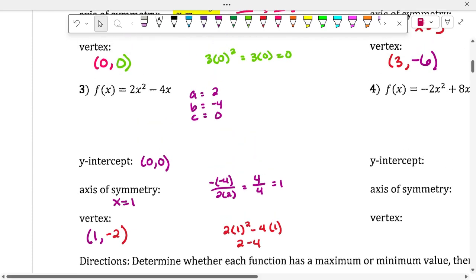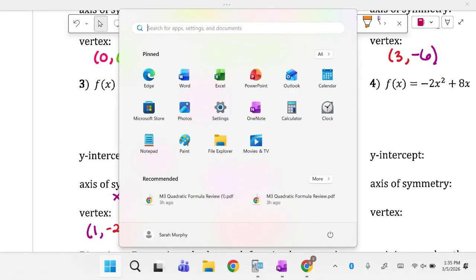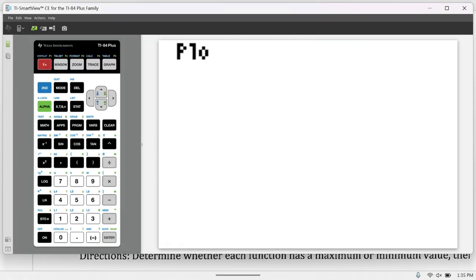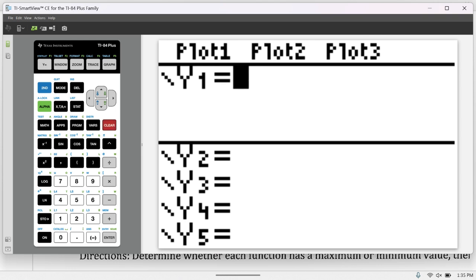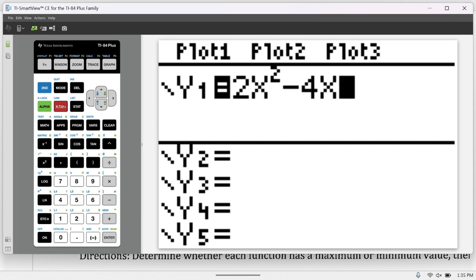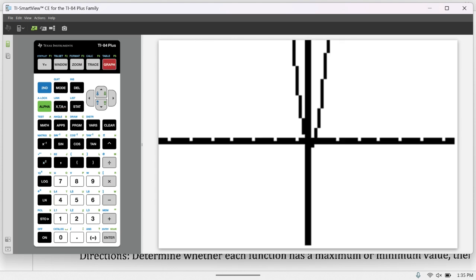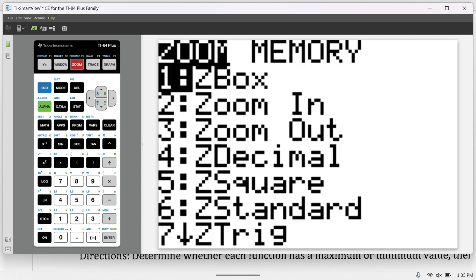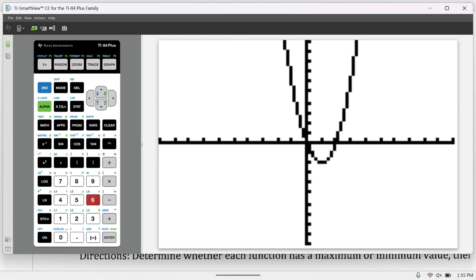All right. If I wanted to check my vertex and y-intercept, go back to my TI. I'm going to go back to y equals, clear the function that I have in there, and type it in. Guys, you don't have to do this if you don't want to, but just watch what I'm doing. So 2x squared minus 4x. I'm going to hit graph. Now, because my zoom was still inactive, like I zoomed out, if I want to zoom back to where it was originally, I'm going to hit the zoom key. And then where it says Z standard, that will get you back to the original. So I'm going to hit 6.